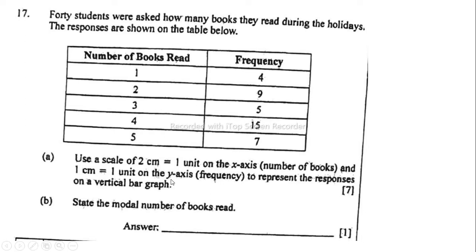Now this is different from what we have been doing before. Before, they asked us to find the cumulative frequency and then plot the cumulative frequency curve. That's BGCSE. But for BJC, all they want us to do is they give us the frequency and the number of books, and they want us to draw a graph to represent them. So nothing difficult. Thank goodness.